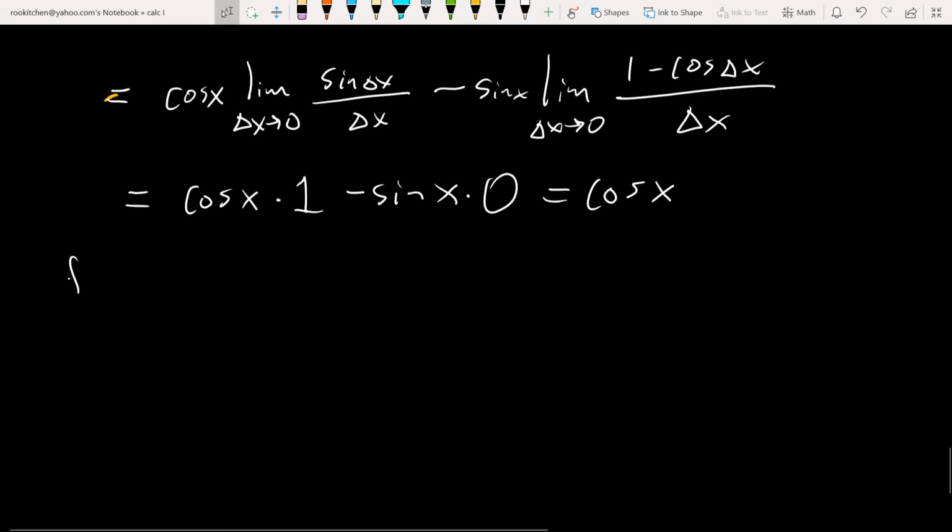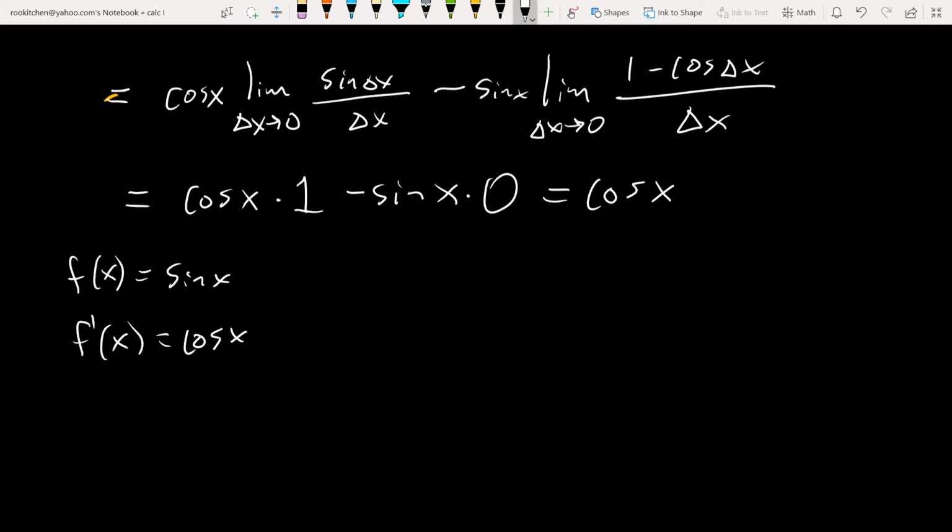So if you have f of x equaling sine x, sorry, its derivative, f prime of x, is cosine x. If you have f of x equaling cosine x, is its derivative sine x? No, you would be wrong. Its derivative turns out to be negative sine x.